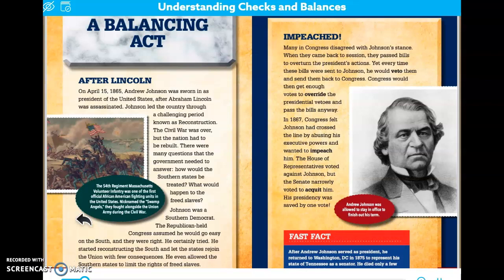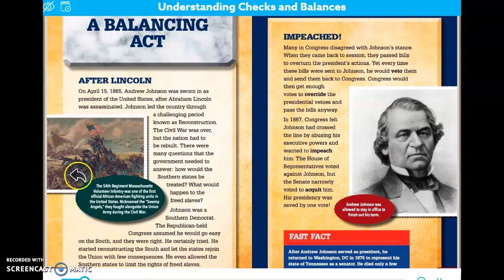Johnson was a Southern Democrat. The Republican held Congress assumed he would go easy on the South, and they were right. He certainly tried. He started reconstructing the South and let the states rejoin the Union with few consequences. He even allowed the Southern states to limit the rights of freed slaves.